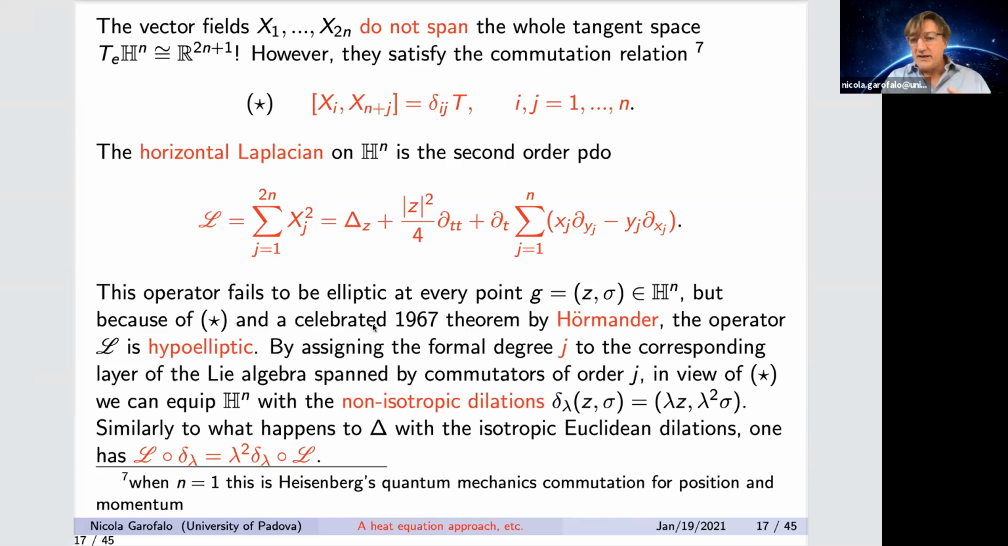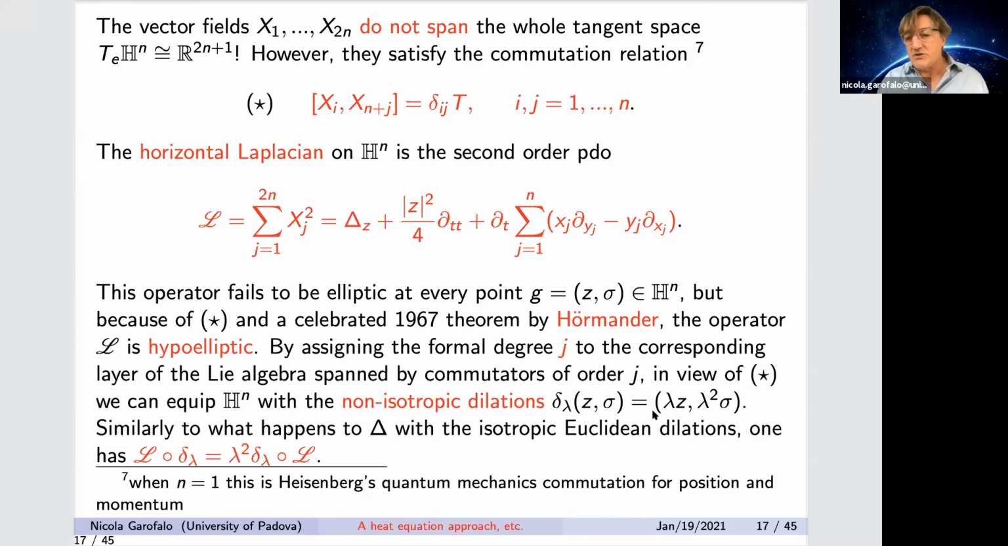There is R^(2n), and then there is R_sigma. The second layer, R_sigma, which I will call the vertical layer, has weight 2, because we need a vector field of order 2. We assign a degree to commutators. If I take a vector field, that's a commutator of order 1. One commutator is a vector field of order 2.